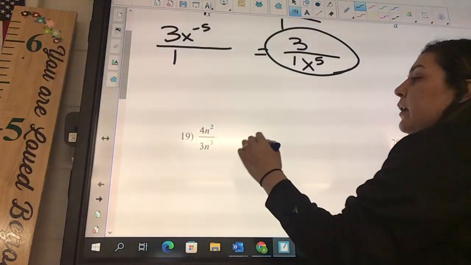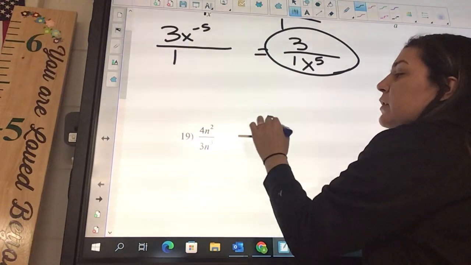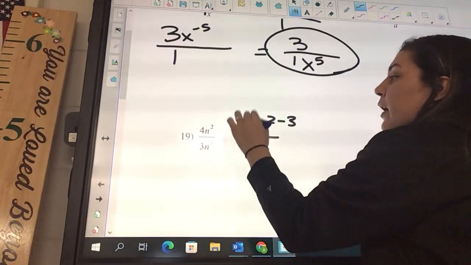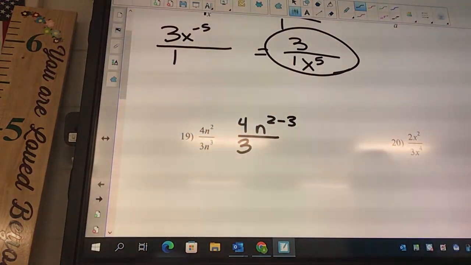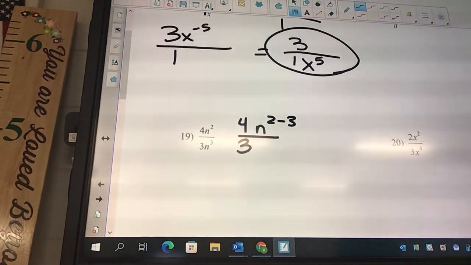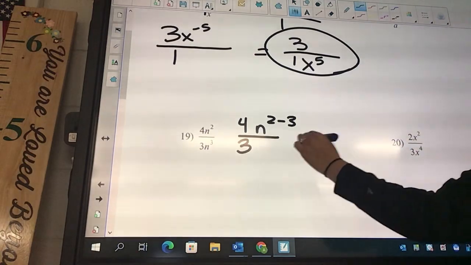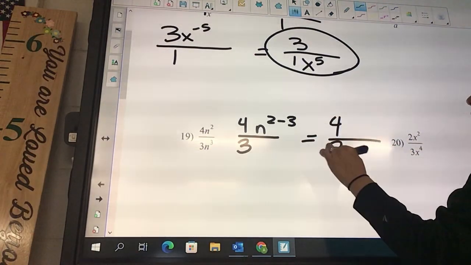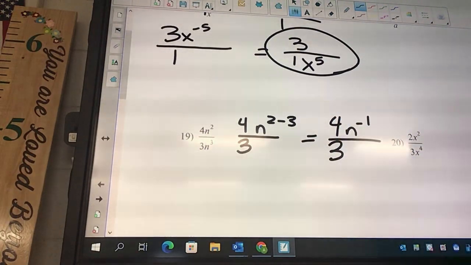Okay, so 19, it's going to be n to the 2 minus 3. We got a 4 and a 3. What is 2 minus 3? -1. So it's really going to look like this. We got the 4 and the 3. It's going to be n to the -1.